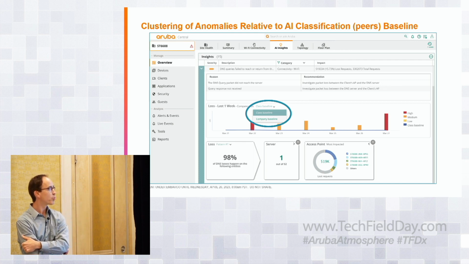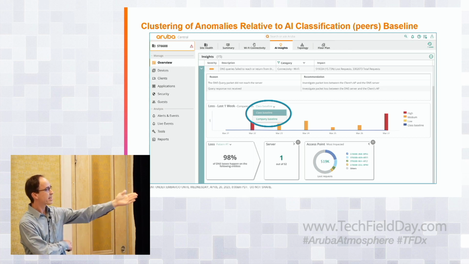So you could choose what the baseline is. The class baseline means other peers that are similar in that 15-dimensional space. They have similar attributes and networking, client, and behaviors. Or you could just choose to compare your sites against each other.